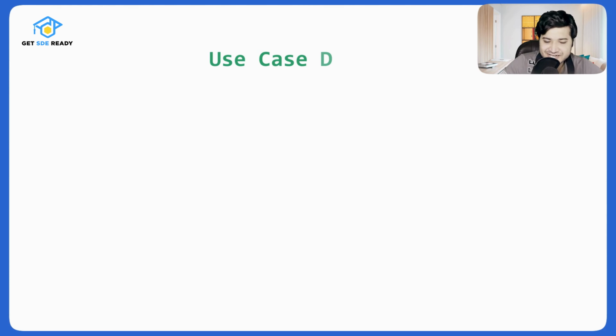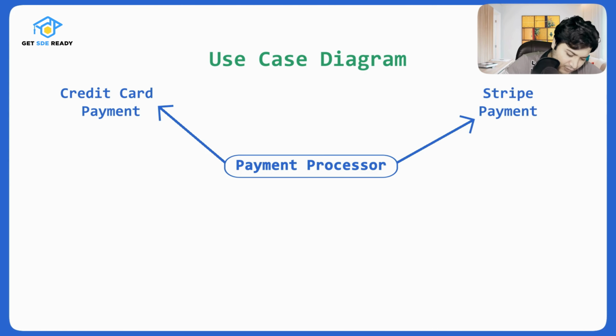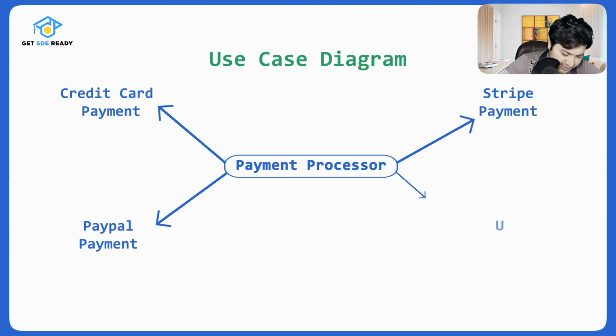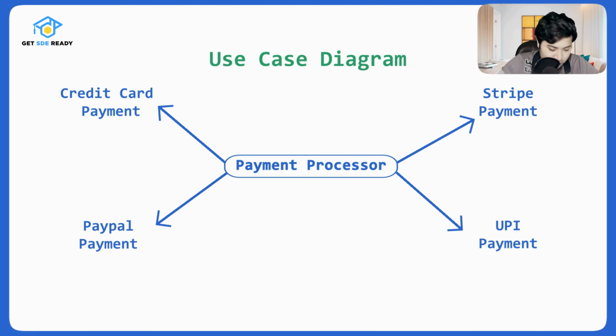Let's start with the use case diagram like we generally do. Payment processor, it would process credit card payments. Next is it would process Stripe payment also. It would process PayPal payment also. It would process UPI payments also. There would be different ones, but let's go ahead with these three. Design would be similar for others also. Okay. Since we are done with the use case diagram, let's move on to the class diagram then.